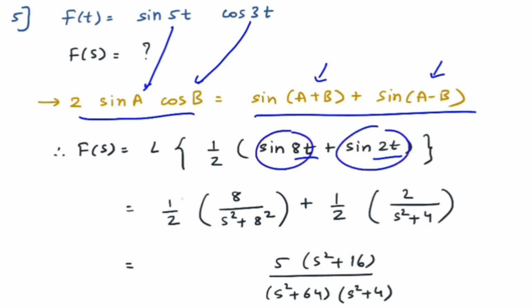When you split the Laplace, you will get 1 by 2 and Laplace of sin 8t. So Laplace of sin 8t is omega upon s square plus omega square, which is 8 upon s square plus 8 square. Similarly for this part, the omega value is 2, so 2 upon s square plus 2 square. Do the simplification, you will get the final answer.